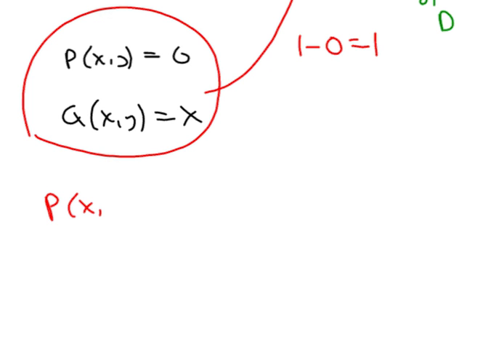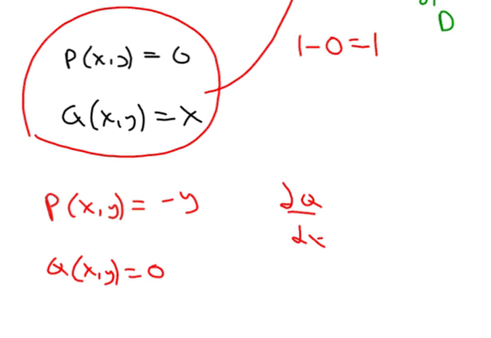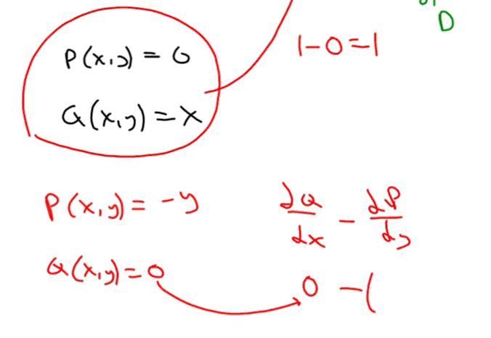Well, how about this? If p of xy equals negative y, then q of xy equals 0. If you thought about that, then partial q partial x minus partial p partial y, well, the partial derivative of 0 with respect to x is 0, minus the partial derivative of p with respect to y, which is negative 1, so that is equal to 1 also.